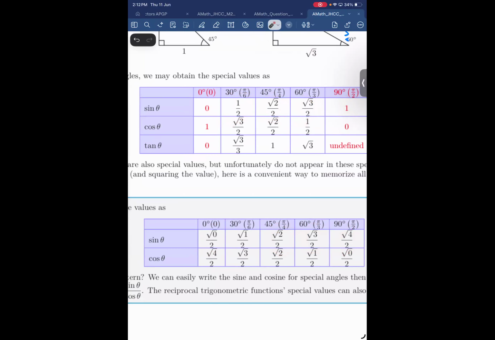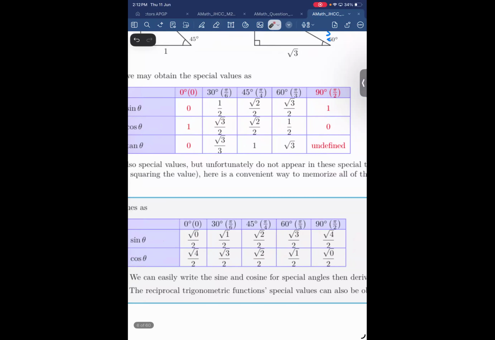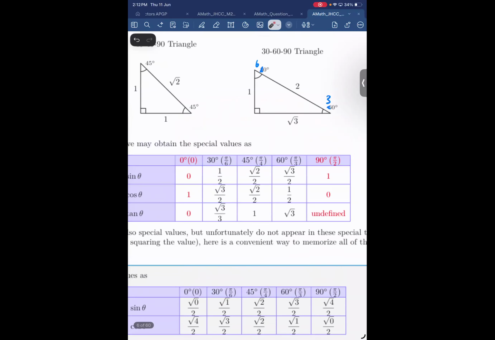Then the cosine is the opposite, so 1, then square root 3 over 2, square root 2 over 2, then 1 over 2. So you can see it's an increasing pattern: square root of something divided by 2. For sine it's increasing, and for cosine it's decreasing. So I think this is a pretty cool way to memorize it, if you somehow don't have a calculator and don't want to memorize the triangles.